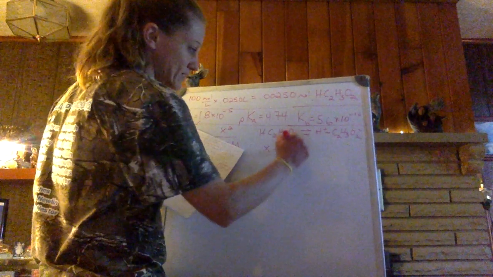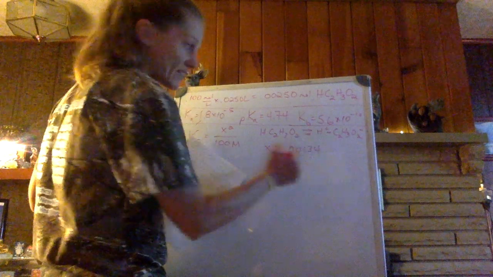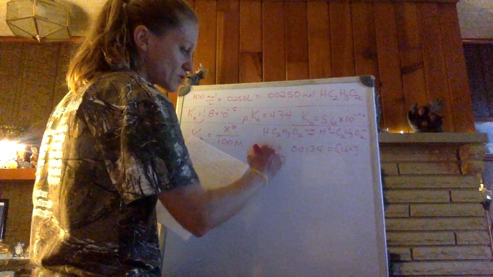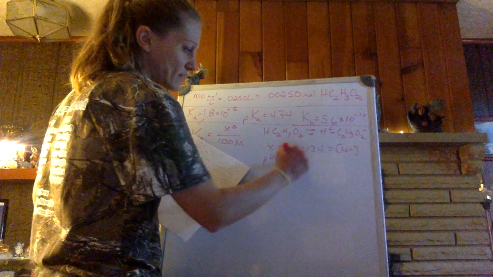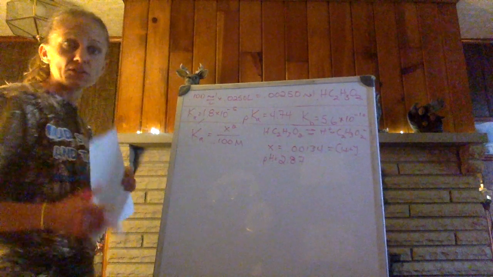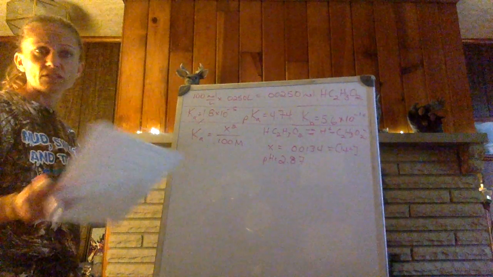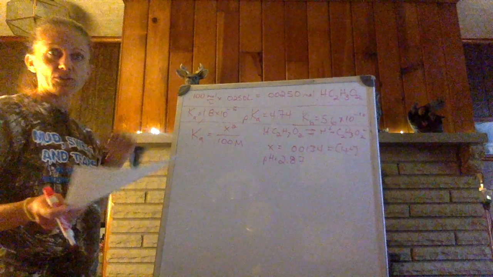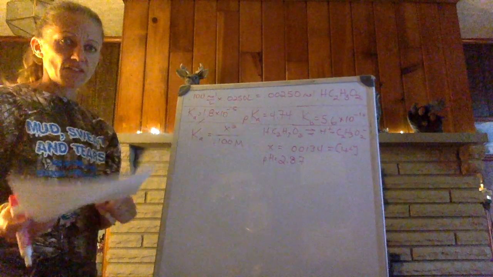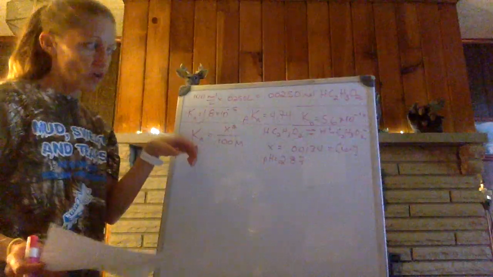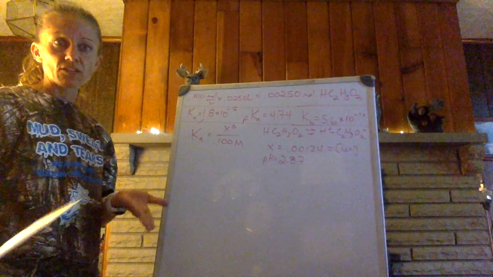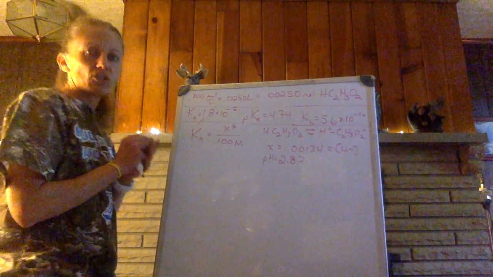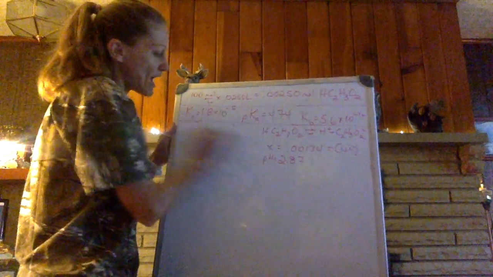I got 0.00134. That's my concentration of H. Negative log of that gave me a pH of 2.87. I think it did last time I did this too. Acetic acid, always, that seems to be what happens. This is before the addition of anything. You always do that. Dissociation of the acid, acid dissociation constant, solve for x, that's concentration of hydrogen. That one's easy.